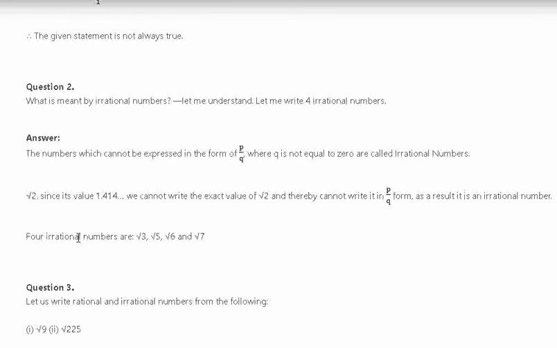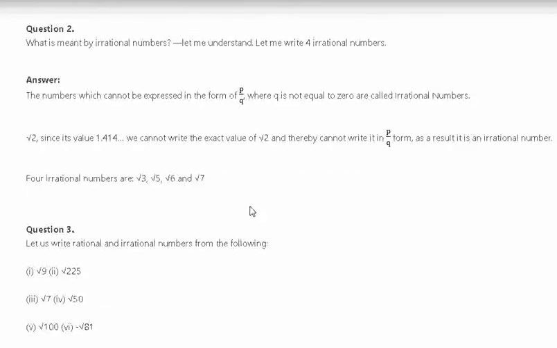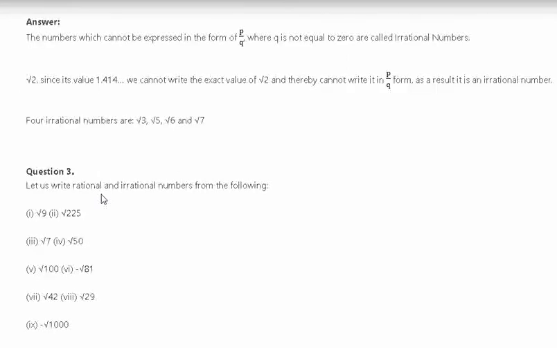Number 2: what is meant by an irrational number? Just give the simple definition. The number which cannot be expressed in the form of p by q, where q is not equal to 0, is called an irrational number. A rational number can be expressed as p by q. Root 2, since its value is 1.414, we cannot write the exact value of root 2 and thereby cannot write it in p by q form. As a result, it is an irrational number. Four irrational numbers are root 3, root 5, root 6, and also root 7.